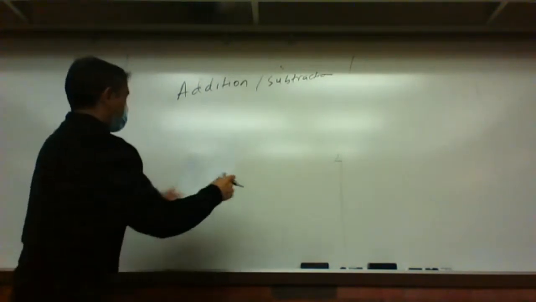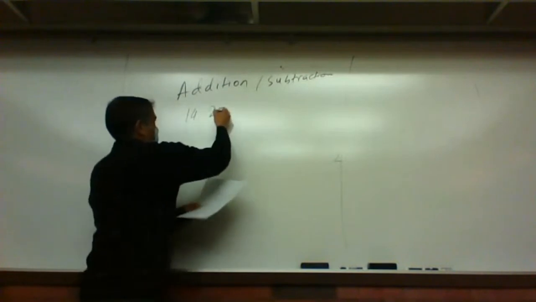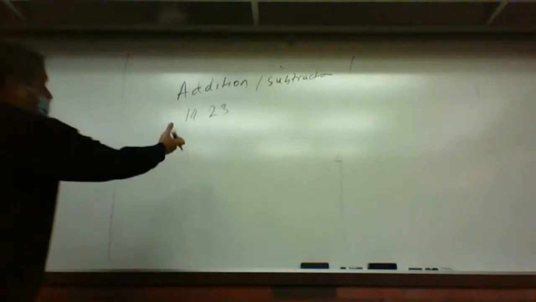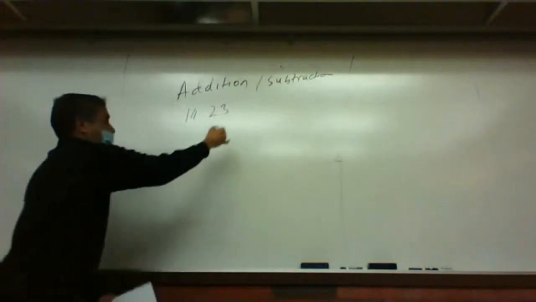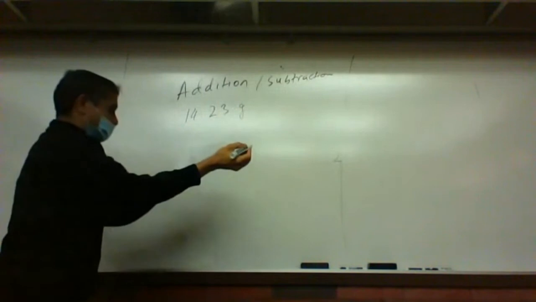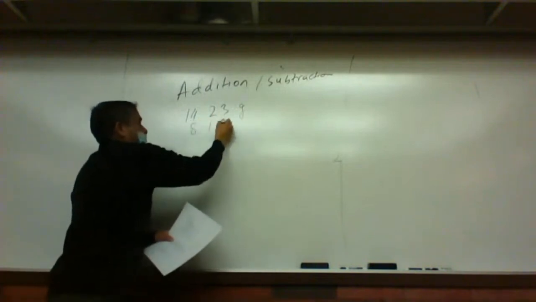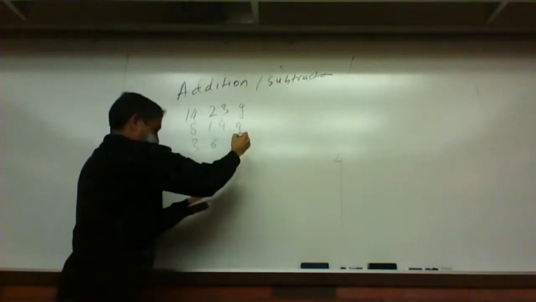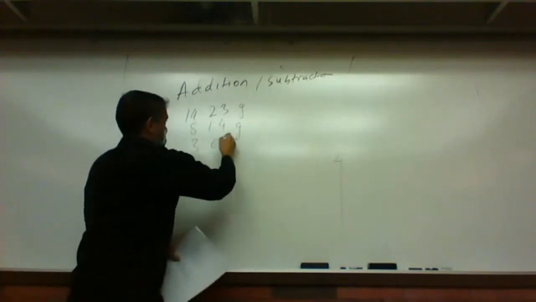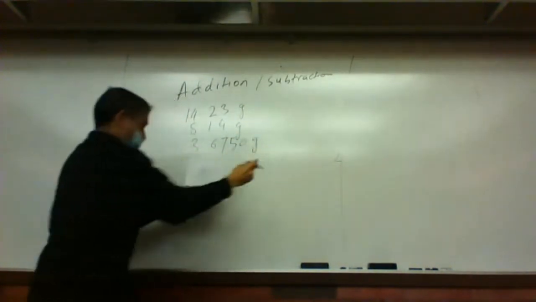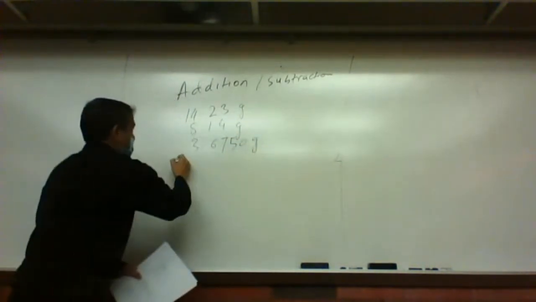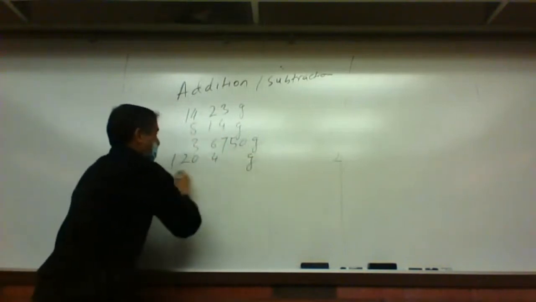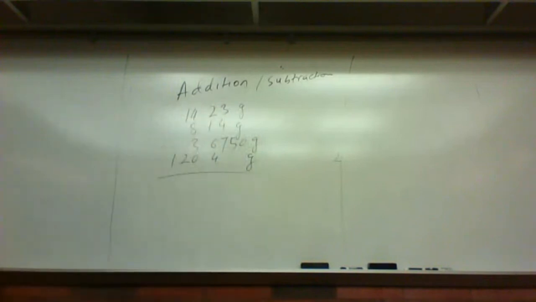So here is a number. I go to lab and start to measure the mass. I measure one mass, 14.23 gram, and I measure another, 8.14 gram. I measure another mass, and this was 3.6750 gram, and I measure another mass that was 120.4 gram.